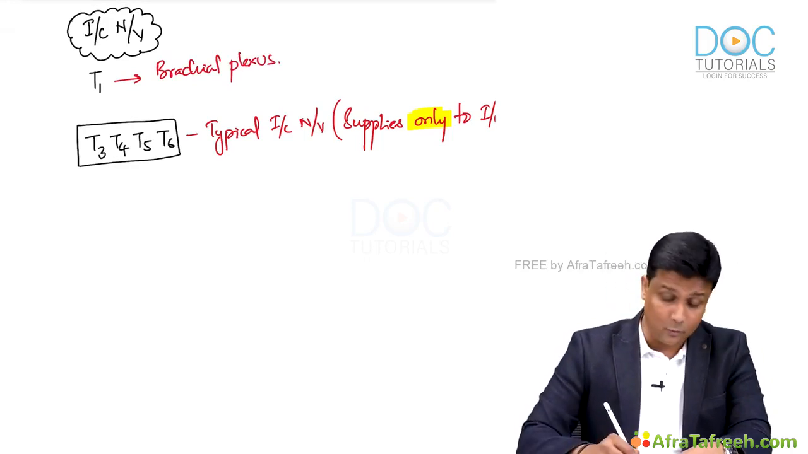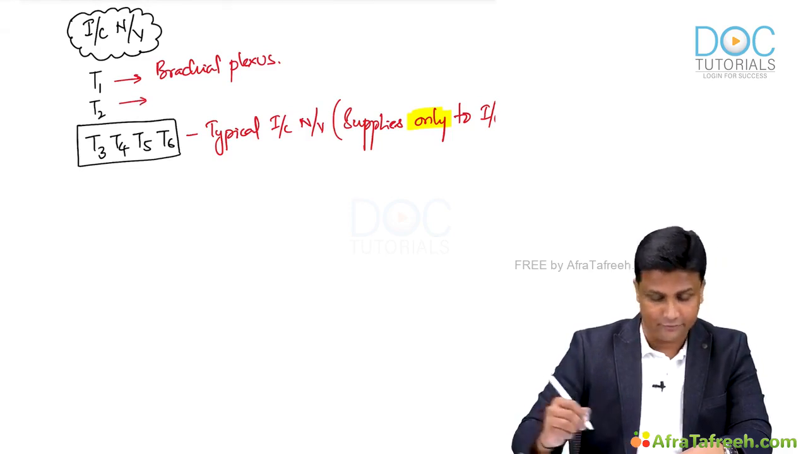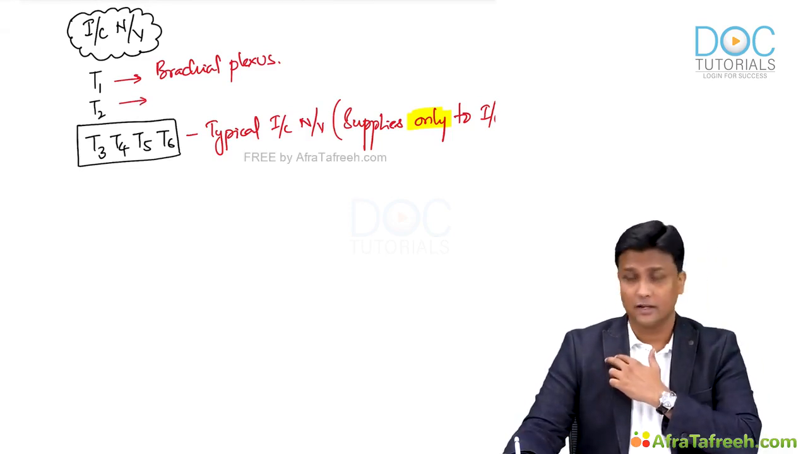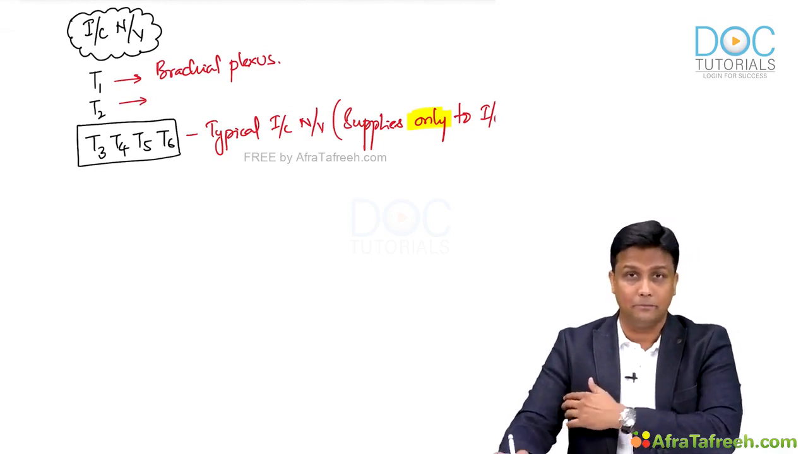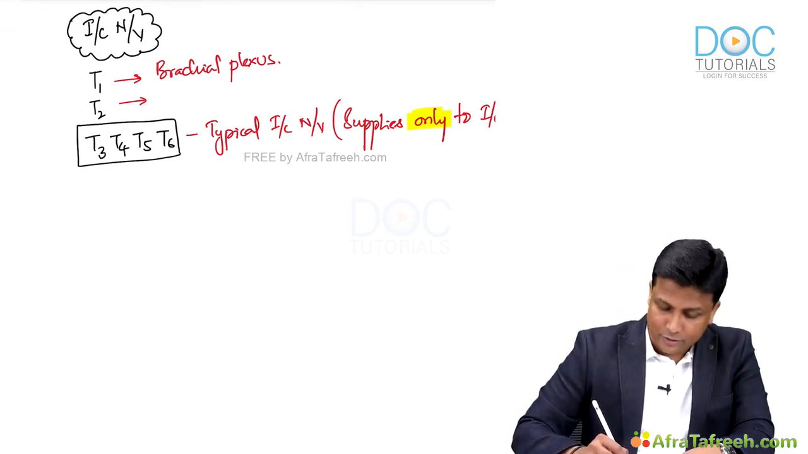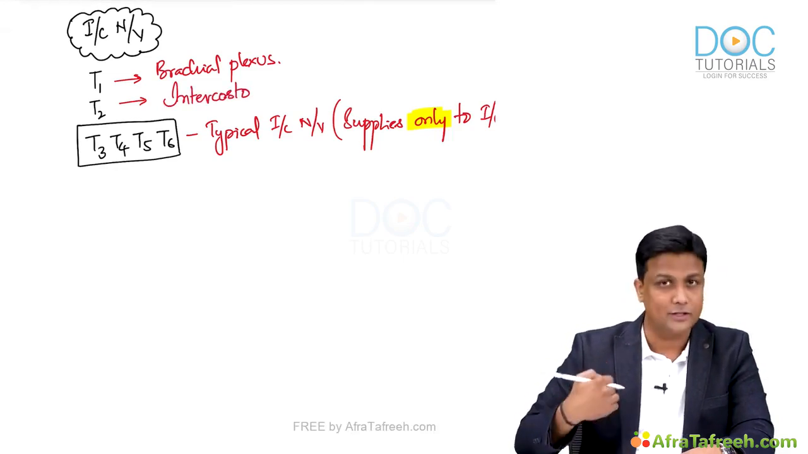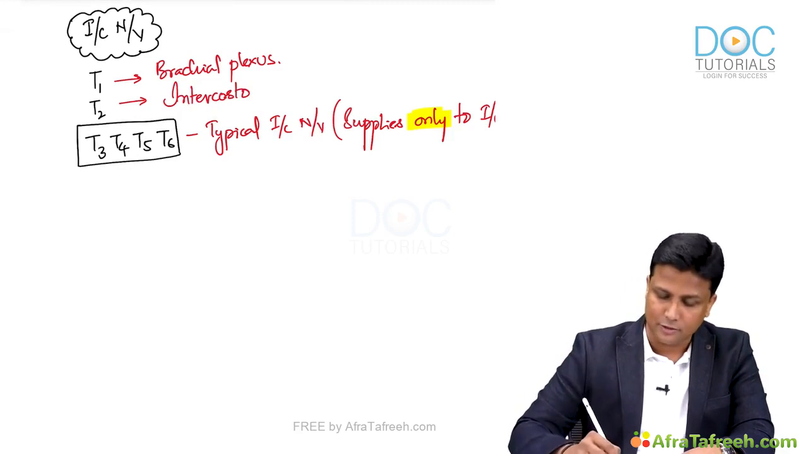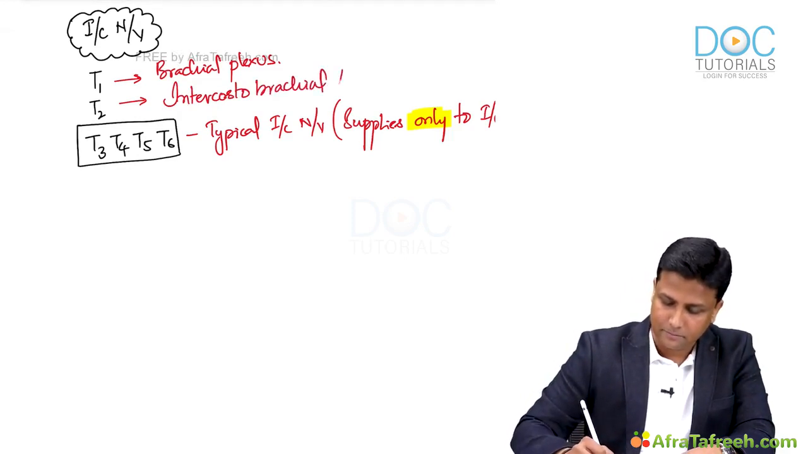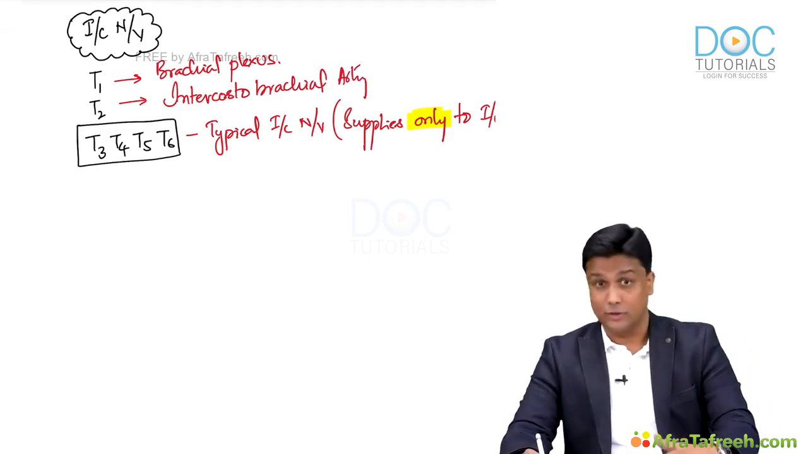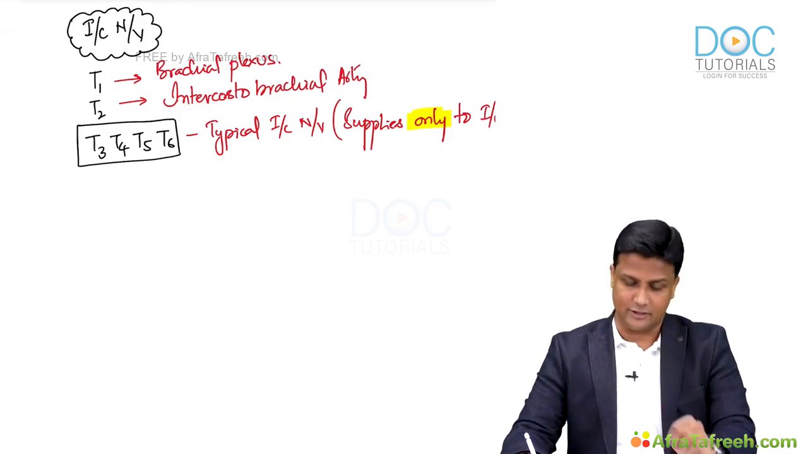Then why not T2? Why is T2 not a typical intercostal nerve? T2 supplies the second intercostal space, and along with that it also supplies the skin on the medial side of the arm. That is the reason T2 is also referred to as the intercostobrachial nerve, since the arm is also known as the brachium. So that is also not typical. Typical means it should supply only and only the intercostal space.